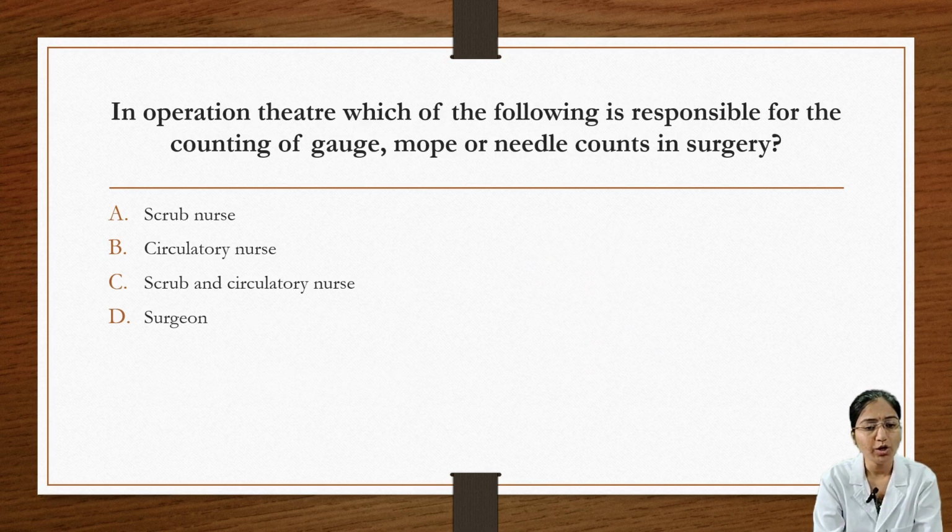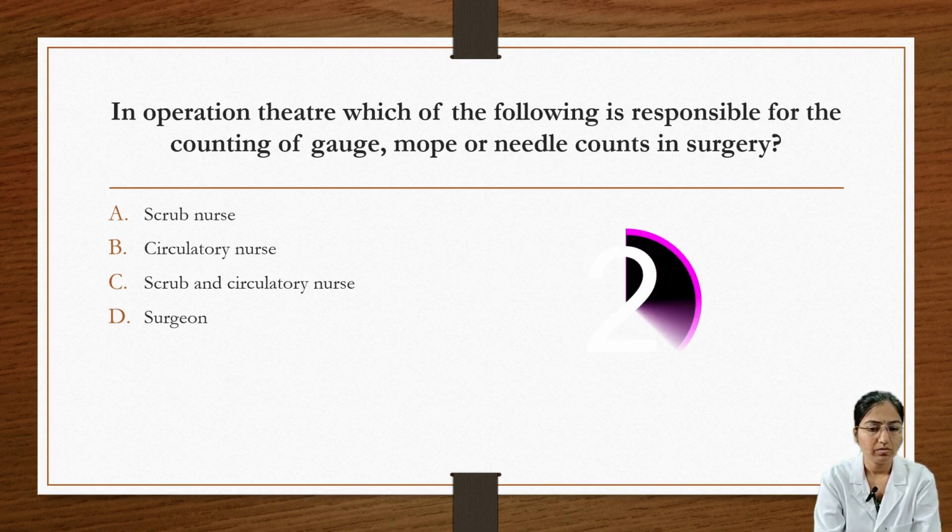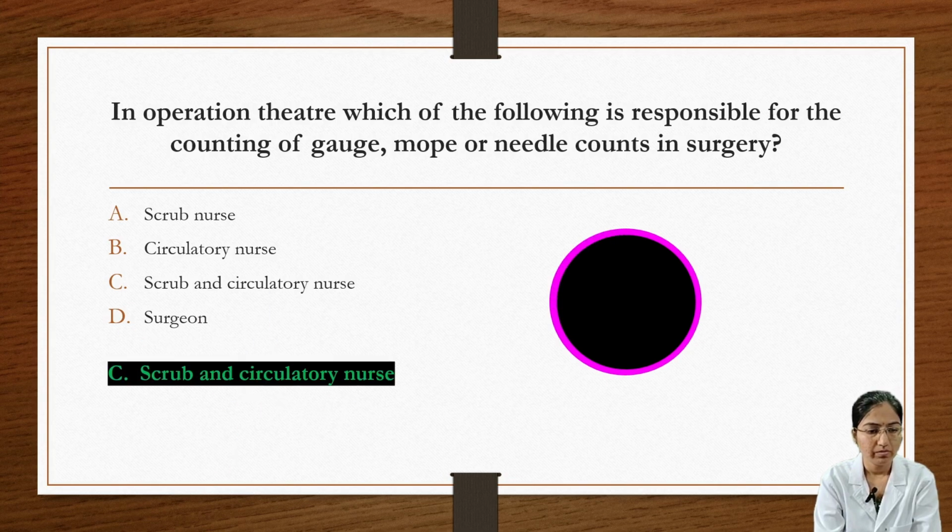Next question. In operation theatre, which of the following is responsible for the counting of gauze, mop or needle counts in surgery? Options are here. Right option is C. That is scrub and circulating nurse.